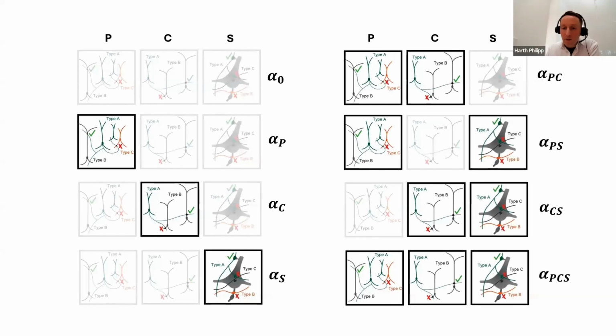And of course, the idea is now to test different combinations of specificity mechanisms. So here we see alpha 0. This would be our null model, the assumption that there is no wiring preference at all in nature. And these other combinations then add more and more specificity mechanisms. In our current version, this would represent the most complex specificity model.